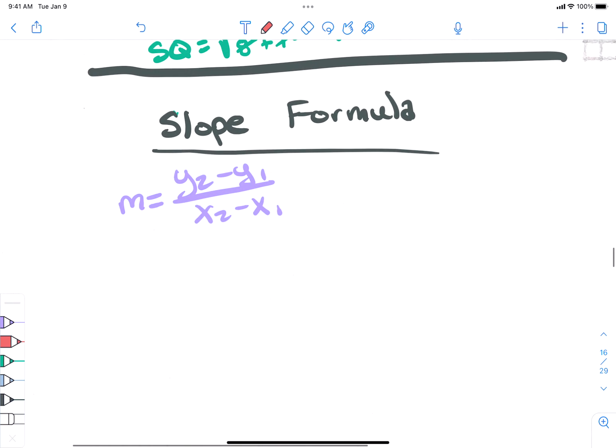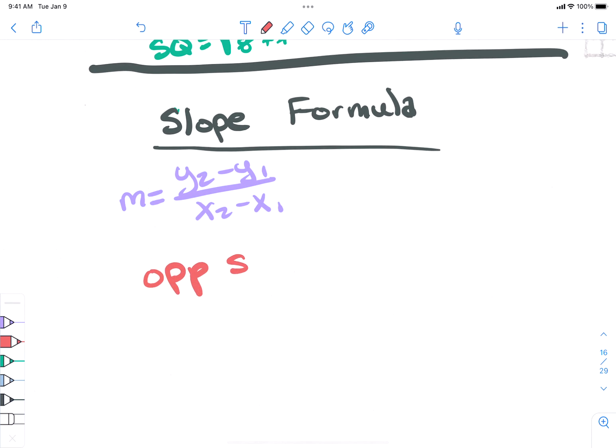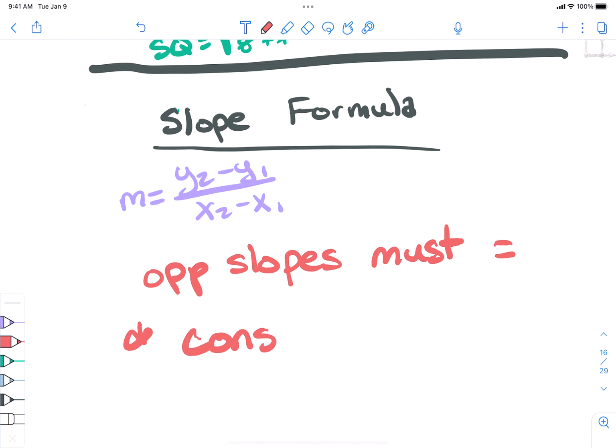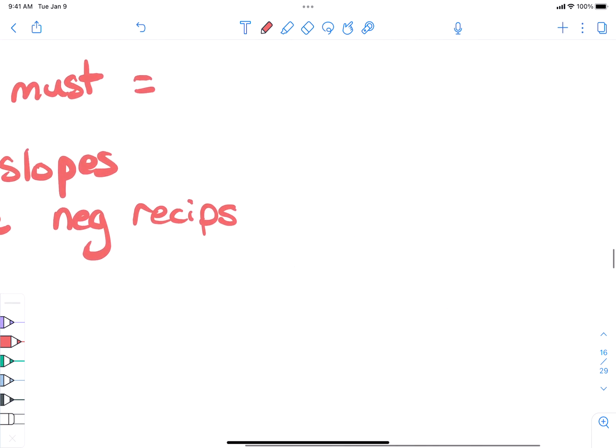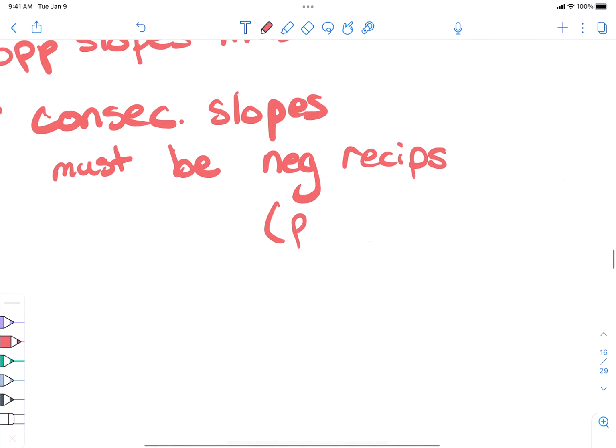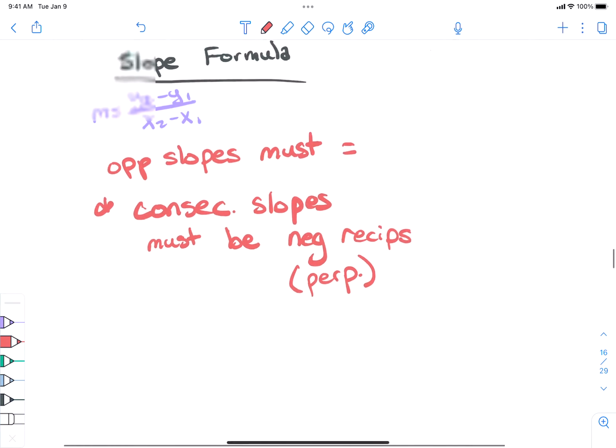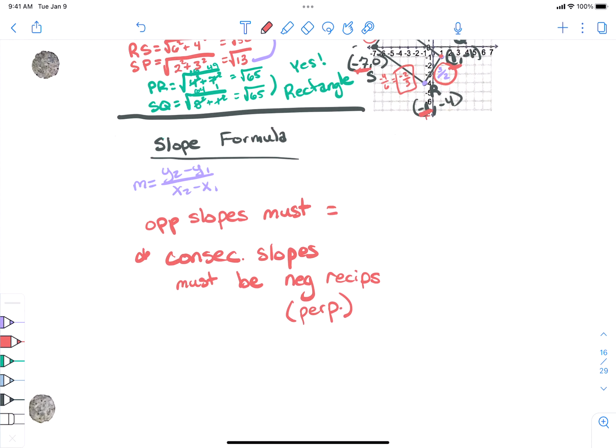So on slope formula, opposite slopes must be equal, and I'm going to say consecutive. What does consecutive mean again? Like the ones right next to each other. Consecutive slopes must be negative reciprocals, because that shows me that they are perpendicular. Negative reciprocals, which means perpendicular. Makes sense? So that one is a little less work because you only have to do 4 things rather than the 6 above, right? Does that make sense? Okay.